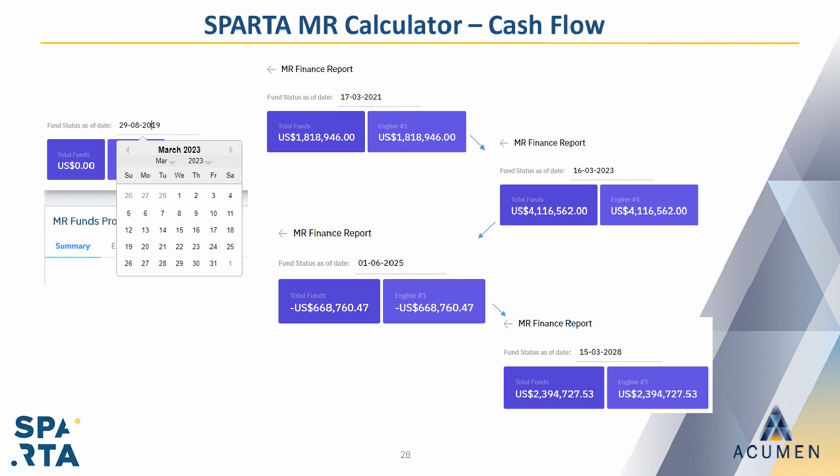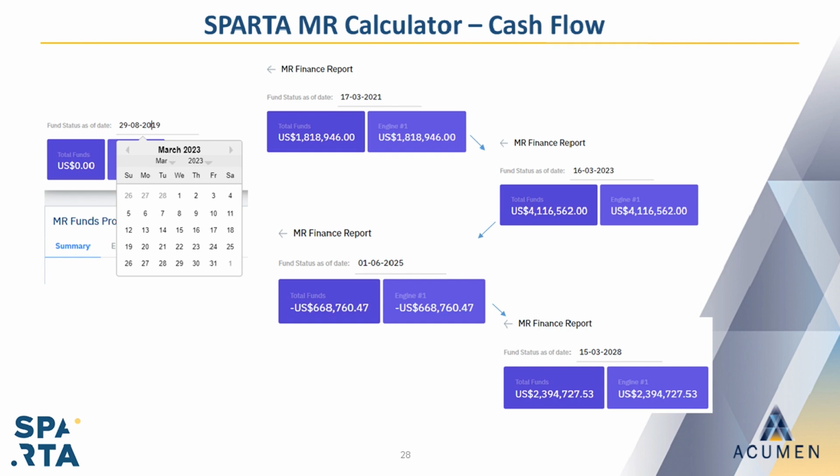For the post-shop visit balance, in this example, the funds are underfunded by $668,000, and this illustrates the lessee's or the lessor's exposure at this shop visit. There are 2 columns here, on the left-hand side showing the total fund, and on the right-hand side showing engine number 1.